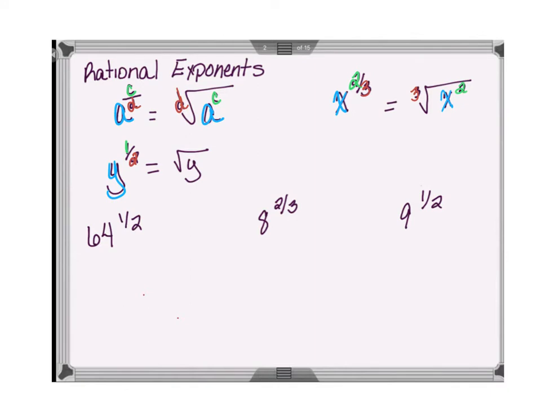64 to the 1/2. We just talked about 1/2, and 1/2 means square root. So I have the square root of 64. And if we take the square root of 64, that's going to be 8.